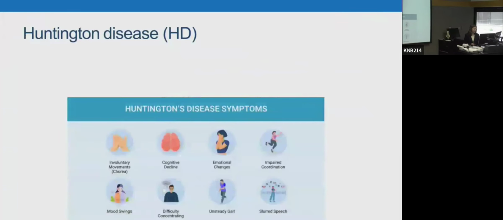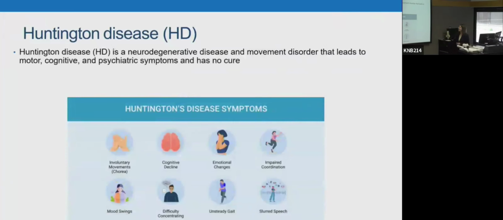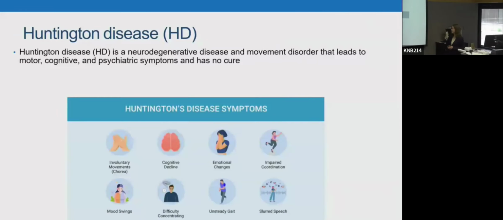Just a little bit of background on Huntington's disease. This is a neurodegenerative disease and a movement disorder. In addition to severe motor deficits and motor symptoms that people with Huntington's disease experience, they can also experience cognitive and psychiatric symptoms. There is currently no cure for Huntington's disease.